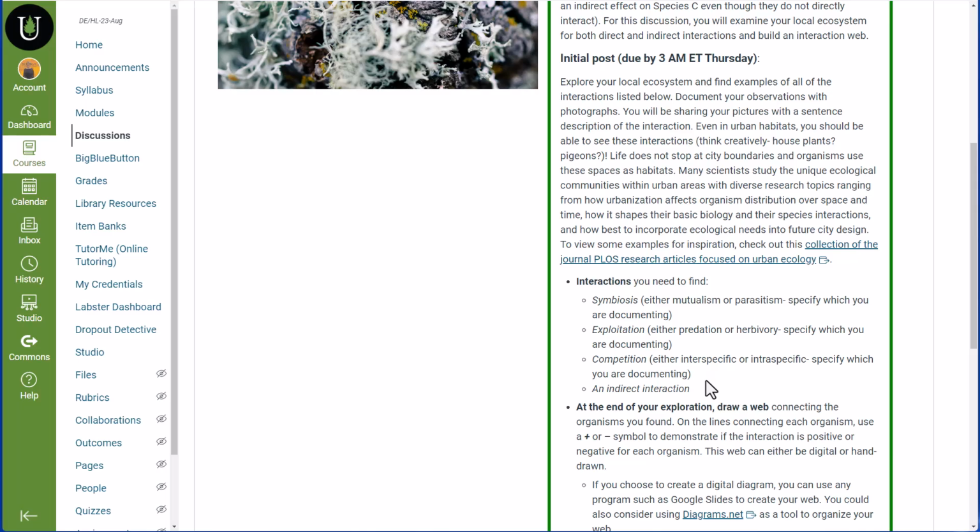You also want to look for an indirect interaction. An indirect interaction is 2 species aren't directly interacting with one another, but because they interact, let's say A interacts with B, and then B interacts with C, so indirectly A and C might be interacting.